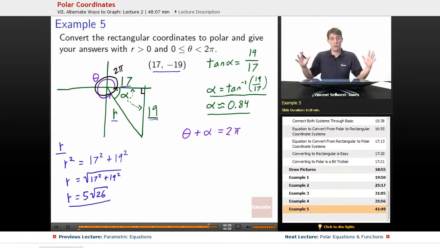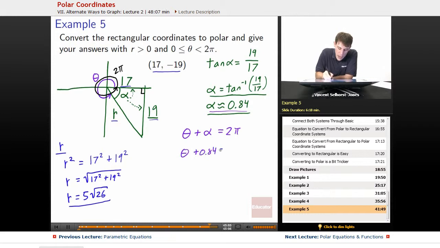Pictures and thinking. Without thinking, nothing will wind up working. Theta plus alpha equals 2 pi. What's our alpha? We have our alpha is 0.84. So theta plus 0.84 equals 2 pi. Actually, let's write it a little bit differently. I'd prefer to write it as theta equals 2 pi minus alpha, then we'll substitute in.